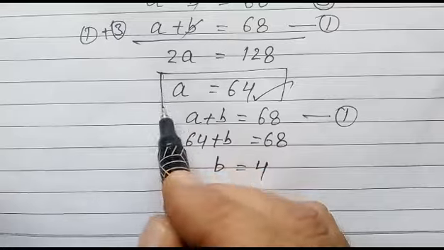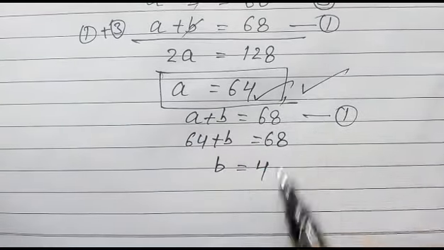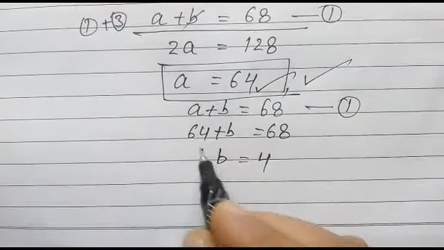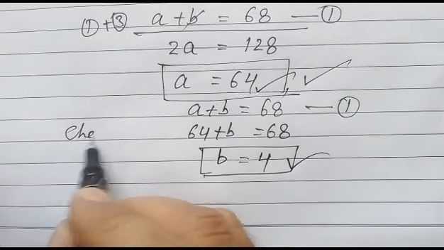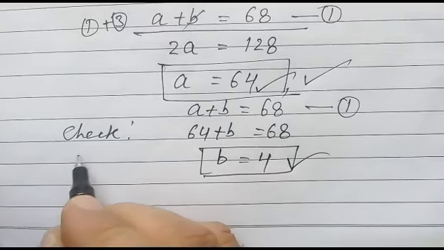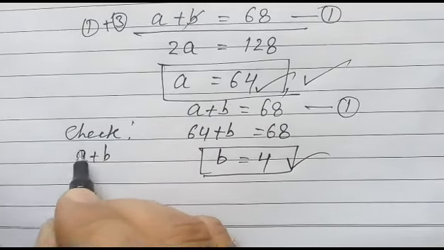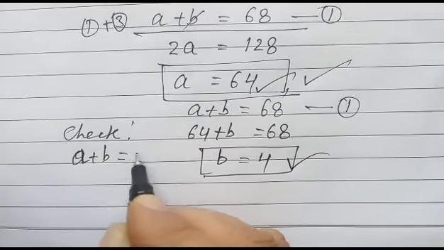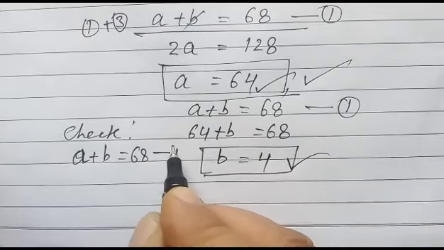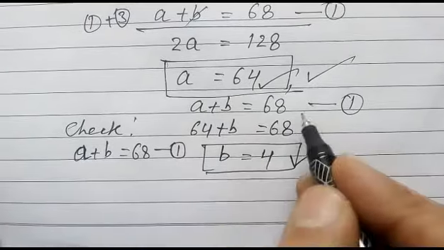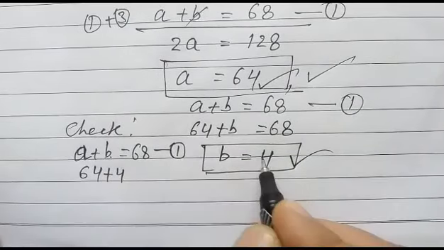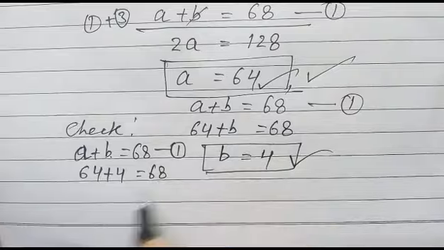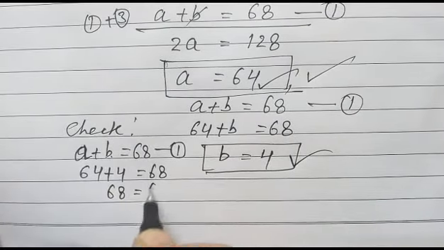So a is equal to 64 and b is equal to 4, right? If we check, a plus b is equal to 68, equation first. So a is 64 plus 4, b is equal to 68. So 68 is equal to 68.